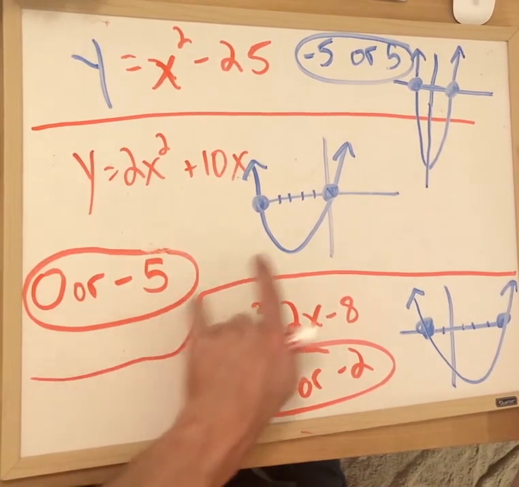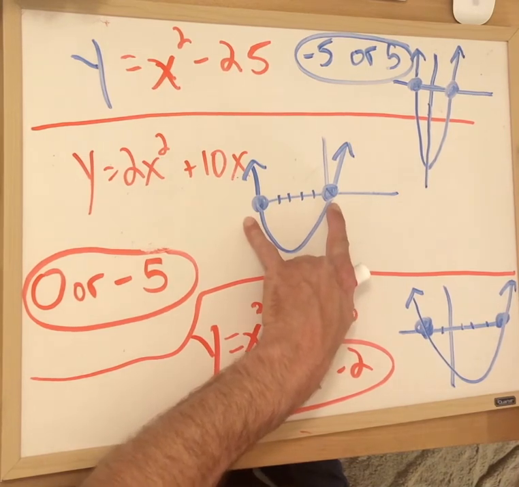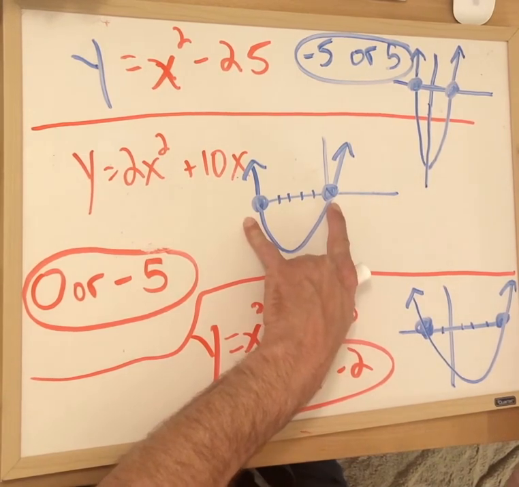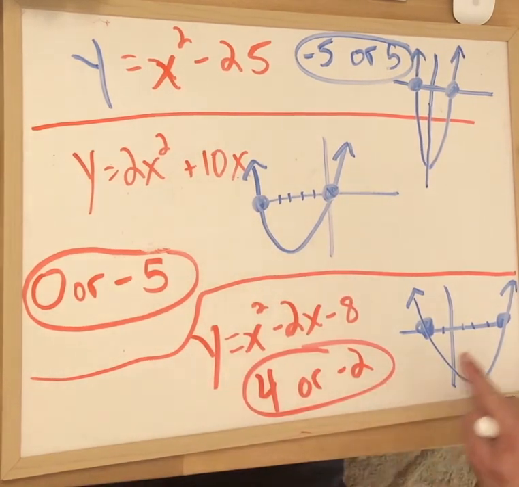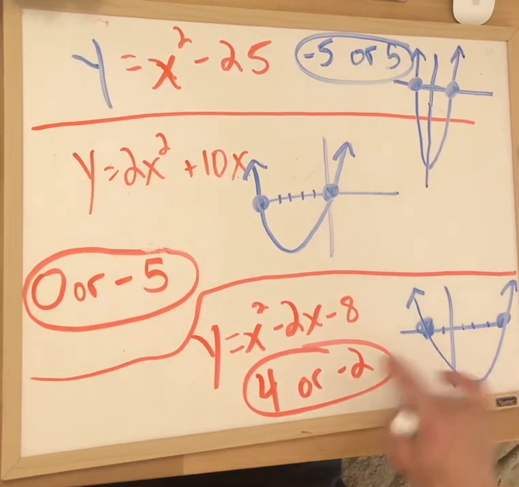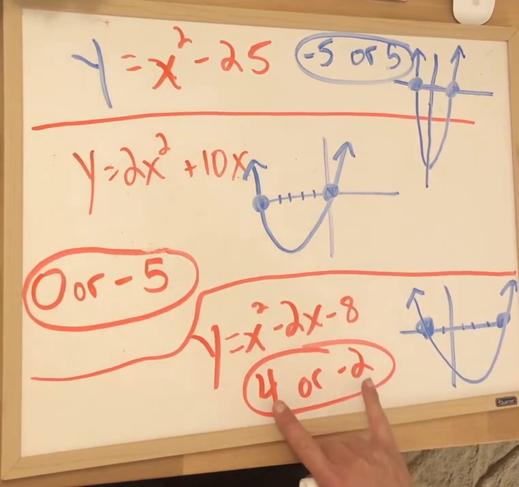0 or -5 here on the x-axis, these are called my roots, my zeros, my x-intercepts, or my solutions. Same with 4 or -2. These are called my roots, my zeros, my x-intercepts, or my solutions.